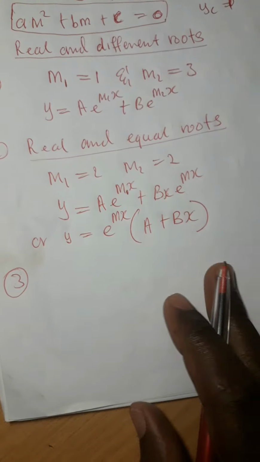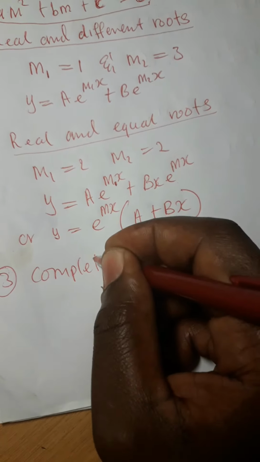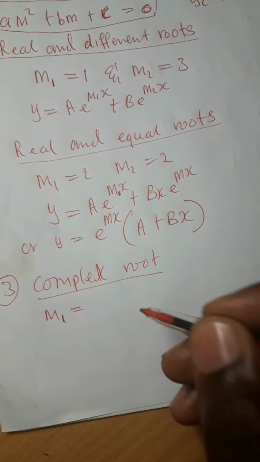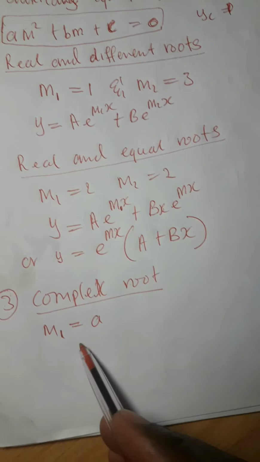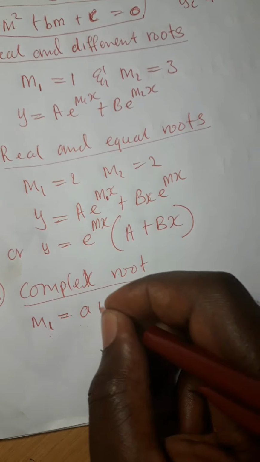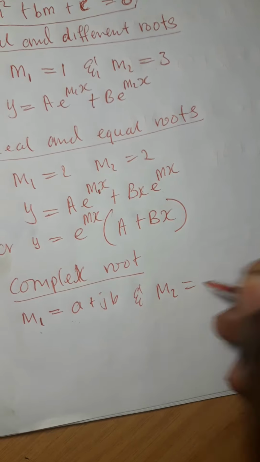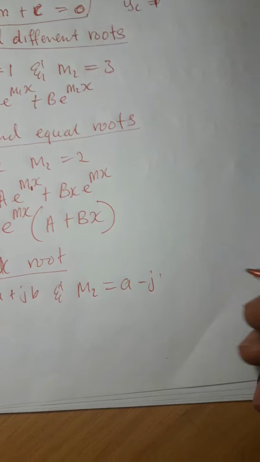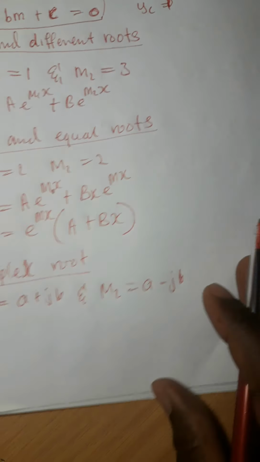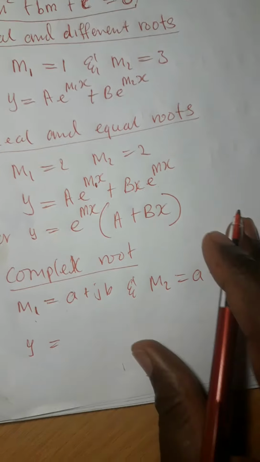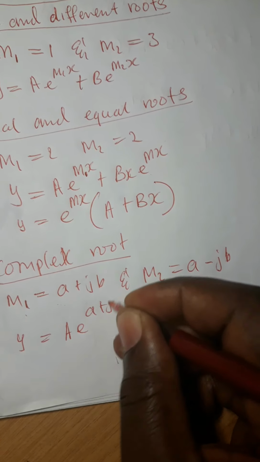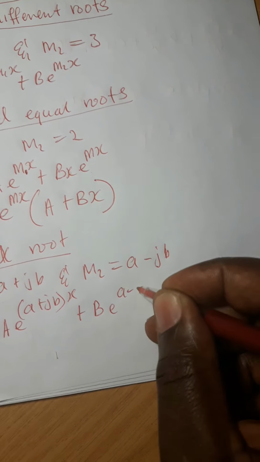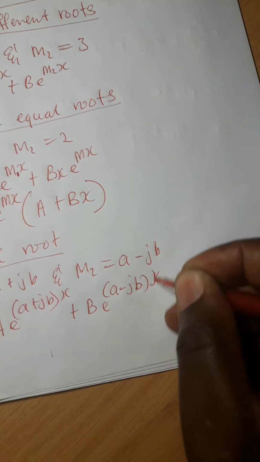Then the third one is the complex roots. With complex roots, after you factorize, you have complex numbers, where m1 will be equal to a plus jb, and m2 equal to a minus jb. So your formula will be given as y equals a e to the power a plus jb x plus b e to the power a minus jb x.